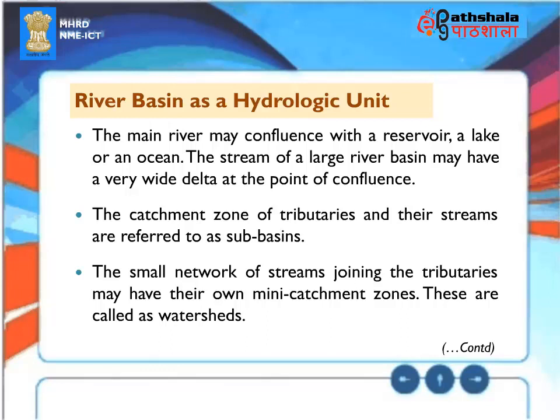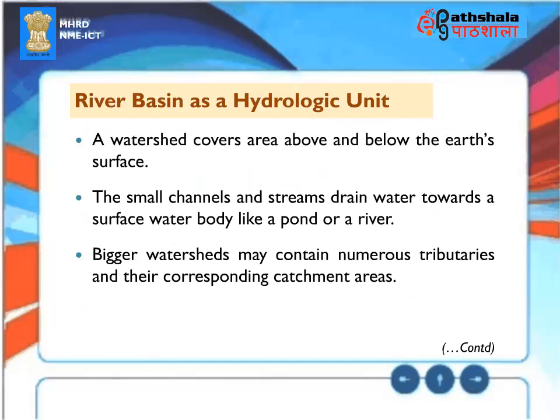The catchment zones of tributaries and their streams are referred to as subbasins. The small network of streams joining the tributaries may have their own mini catchment zones. These are called watersheds. A watershed covers area above and below the earth's surface. The small channels and streams drain water towards a surface water body like a pond or a river. Bigger watersheds may contain numerous tributaries and their corresponding catchment areas.